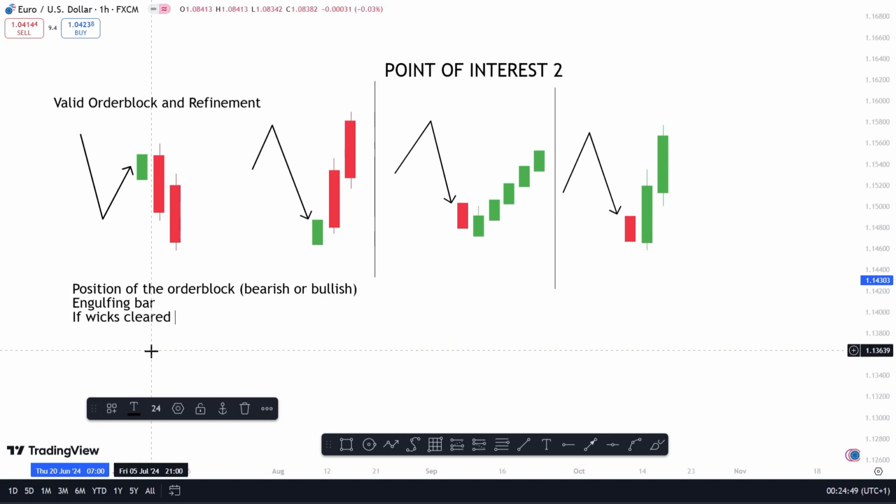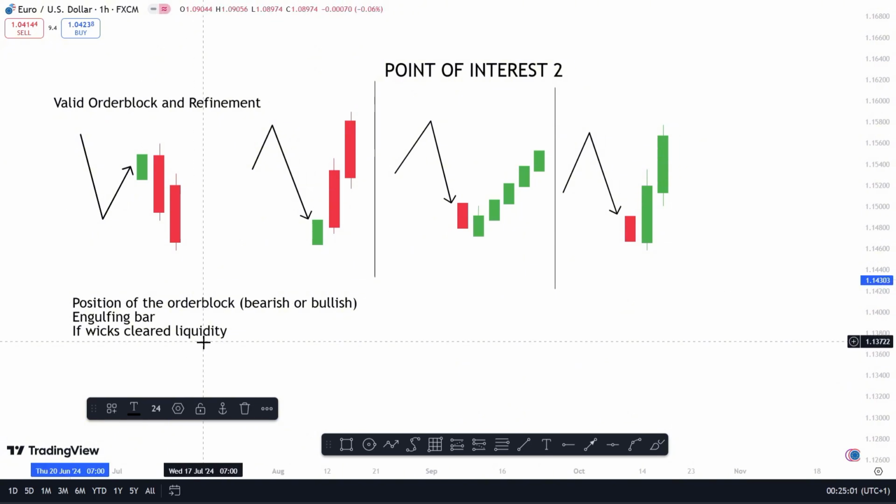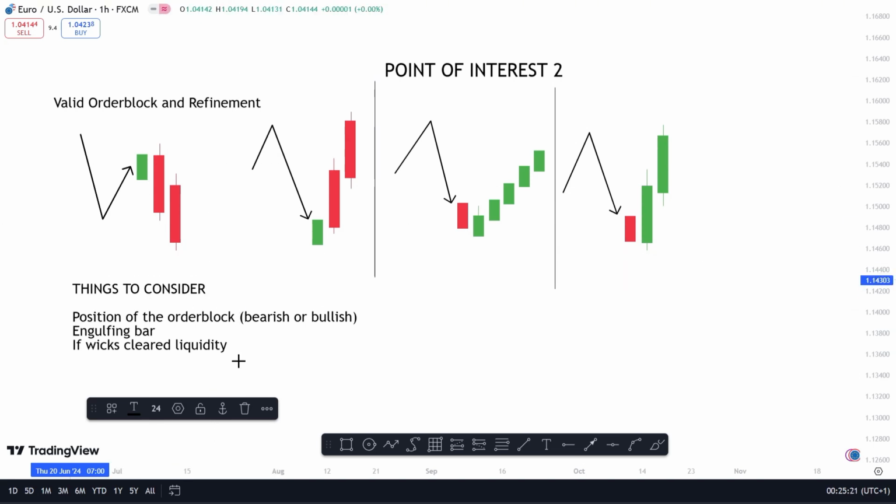If your wicks don't clear liquidity, you have to look for the candle that cleared liquidity and how to use it. I'll explain all these things shortly. I just want you to understand that these are three criteria that can help you eliminate fake order blocks and work with valid order blocks. I want to use the word fake because this market is very dynamic, so let's just say invalid order blocks at the point of entry. So things to consider: the position of the order block, bullish or bearish, an engulfing bar, and whether it has cleared liquidity. This is our first scenario we're going to be talking about.